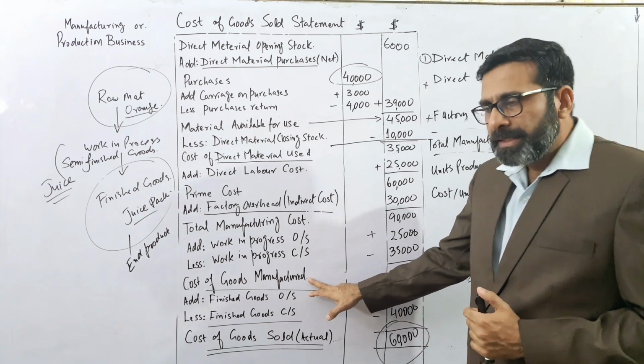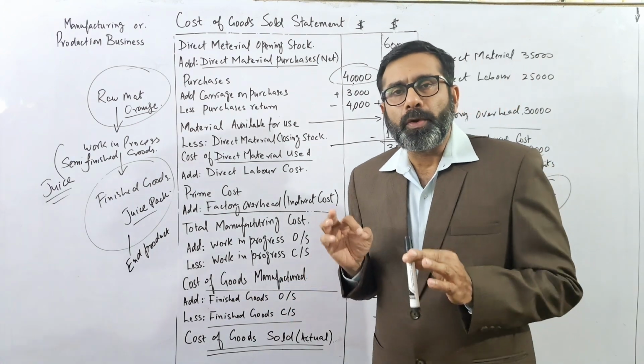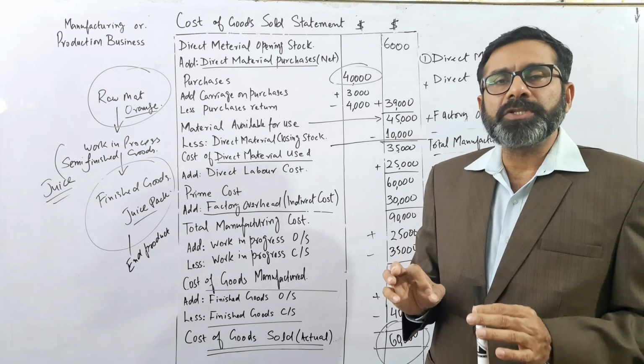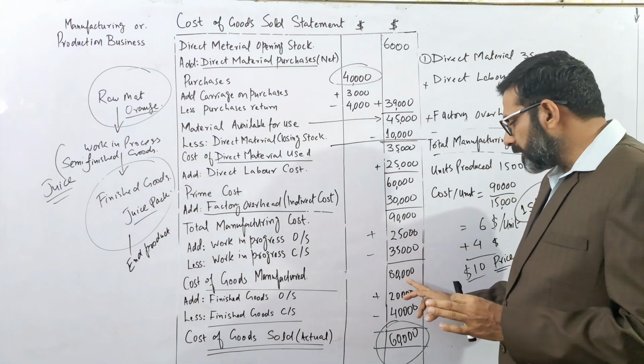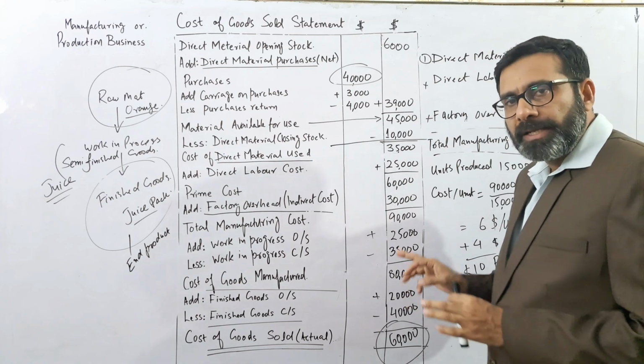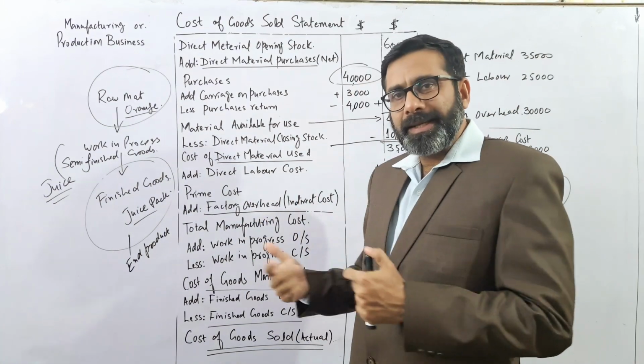So this is the cost of goods manufactured, which means the cost of the products which are manufactured. How much is the cost of those units? That is 80,000. So if we look at the wording, you can easily understand.